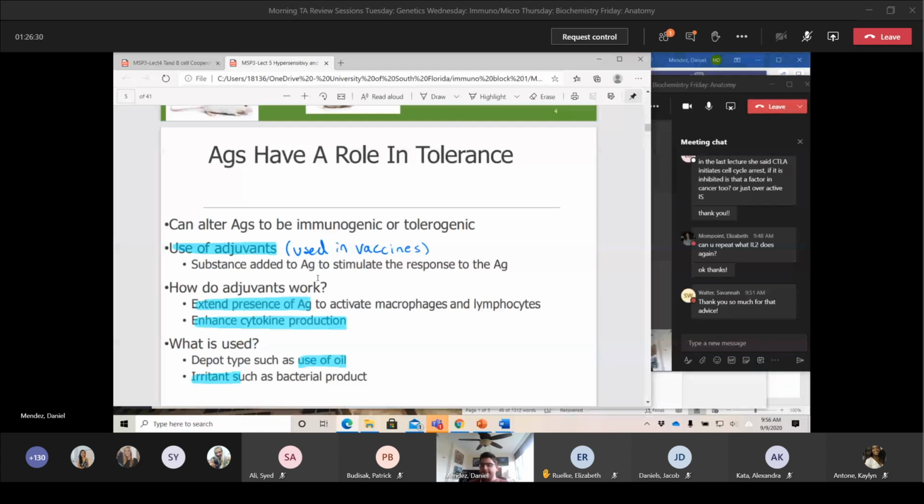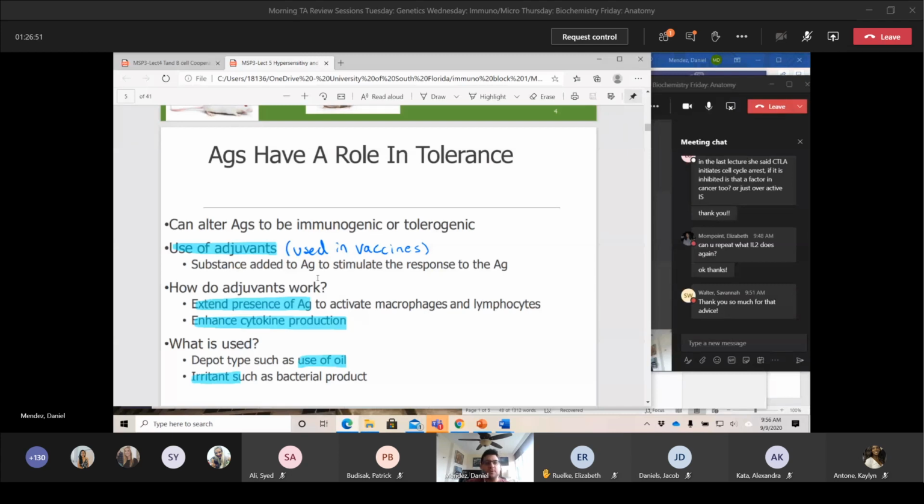So if we're using a vaccine that has peptides of the virus that we want you to become immune to, and we just inject you with that, the peptides are so small that the chances of getting enough of an immune reaction in that area to really stimulate that memory in the immune system is very, very weak.